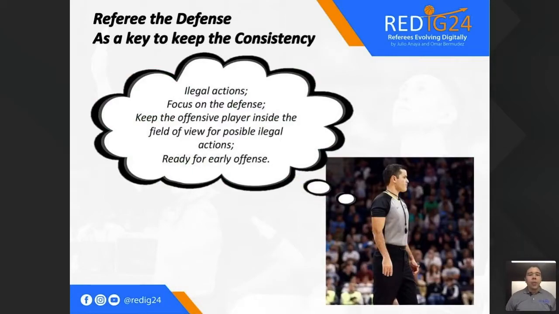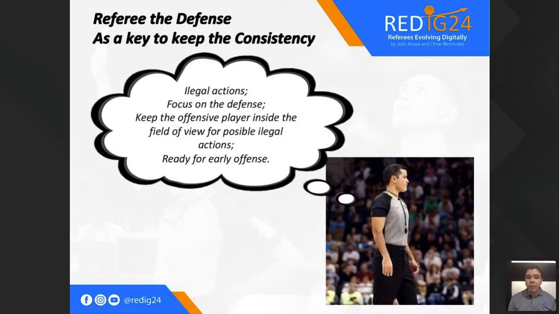Then, referee the defense. We are trying to keep the consistency. We are looking for illegal actions. Remember, illegal actions are the ones we are looking for. Focus on the defense. And why? Because most of the time in games, if we have 100 fouls, mostly 90% are defensive fouls. So if we are penalizing 90% of the defense, we need to have more focus on that defense.